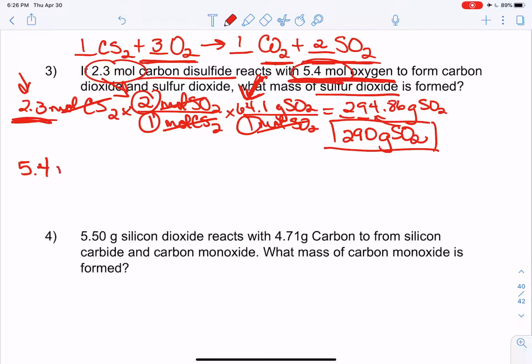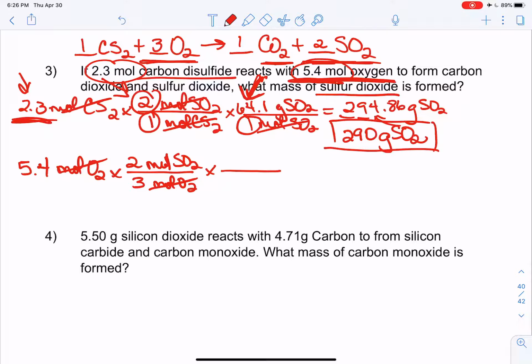Okay, so we've got 5.4 moles of O2. We're already in moles, so we can go right to our mole to mole ratio. So we've got moles of O2, and on top, we have moles of SO2 because that's the substance we want to go to. And we need to consume 3 moles of O2 in order to get 2 moles of SO2. So our moles of O2 cancel out.